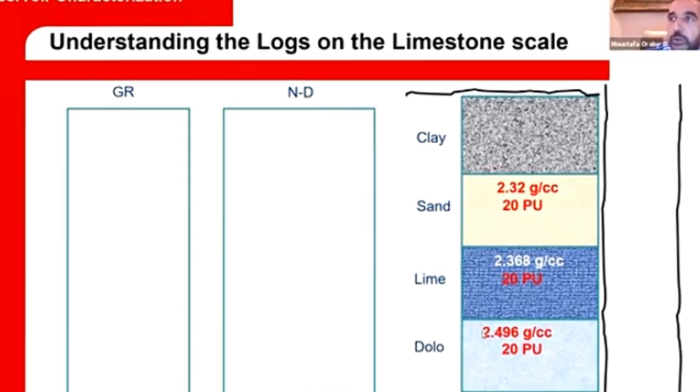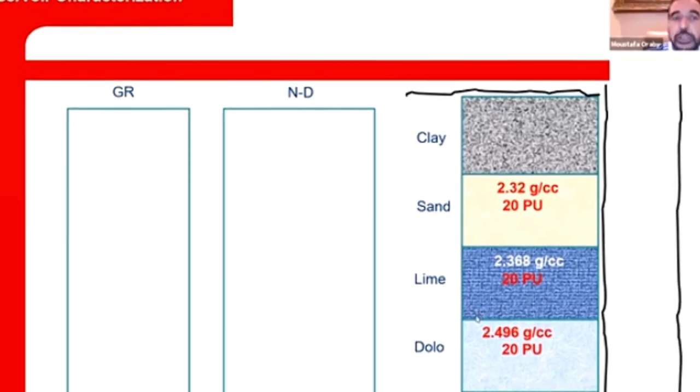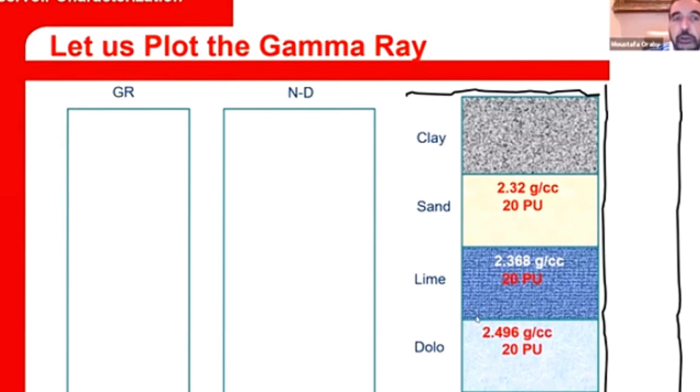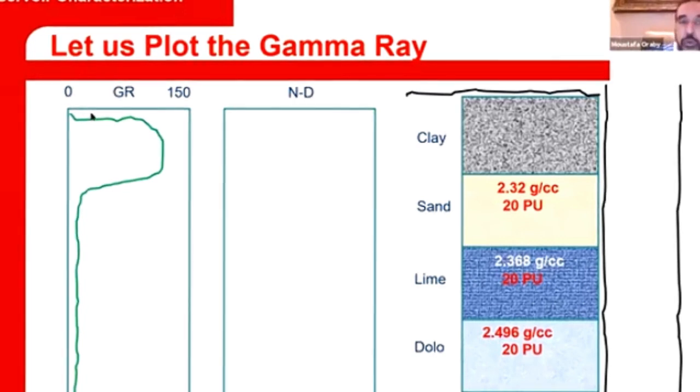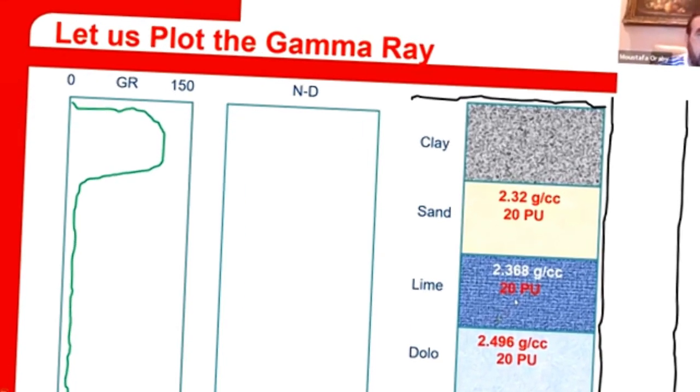Because if my reservoir contains a lot of clay, it's not really a good reservoir. So our expectation for the gamma ray is going to be from 0 to 150 based on the API scale, and it will take that shape. So gamma ray will read high in front of the clay zone, and it will read low in front of my reservoir. Nobody will disagree with this, okay?